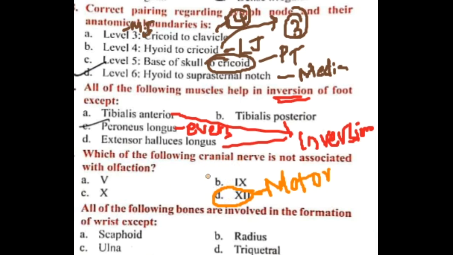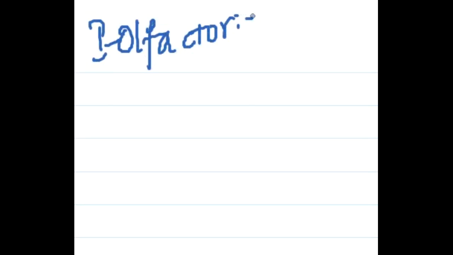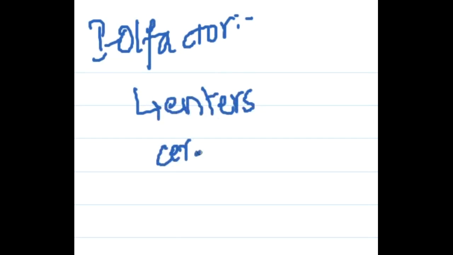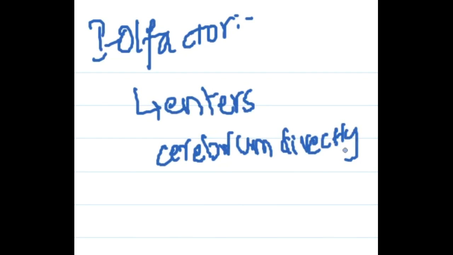Okay, we will see some important points about the important cranial nerves, not the others. Because we are dealing with olfaction, we will see the olfactory nerve first. This is the only cranial nerve which enters the cerebrum directly. We are seeing only the one-liners. It enters the cerebrum directly through the cribriform plate without synapsing with any of the thalamus or midbrain. It has no root over there, it directly enters the brain.